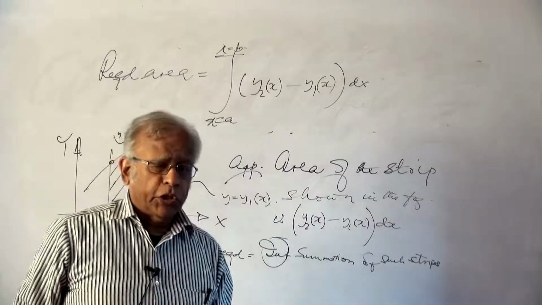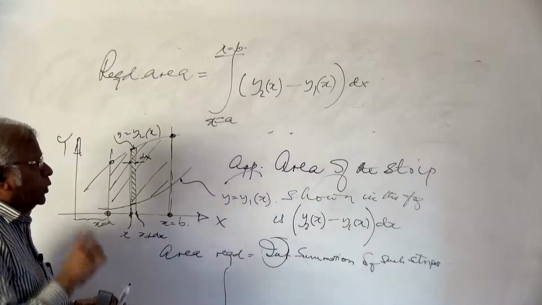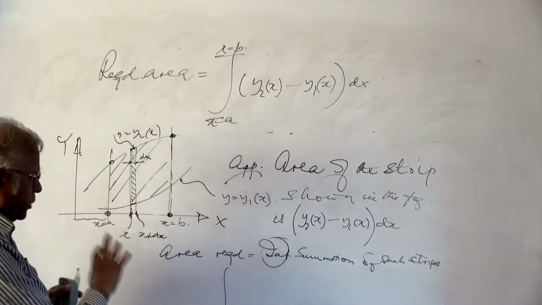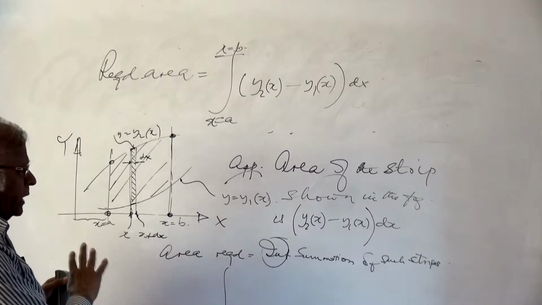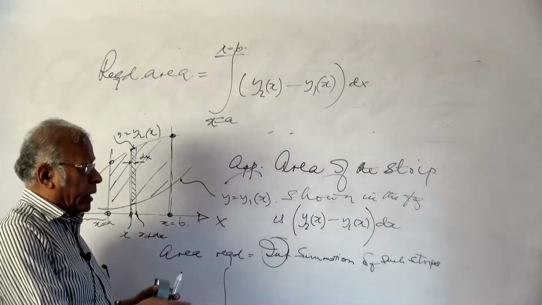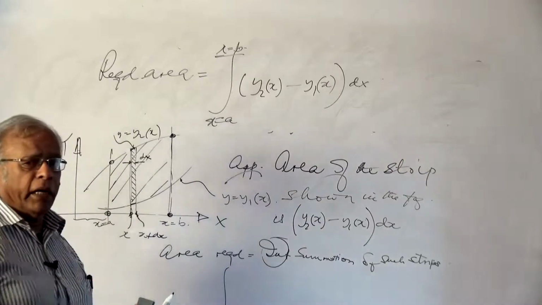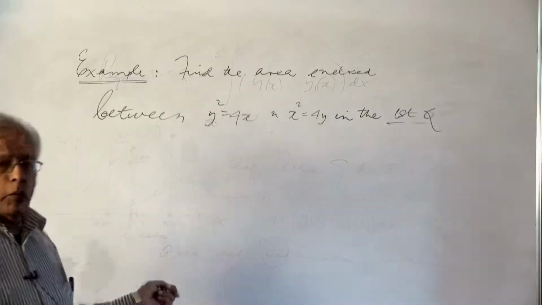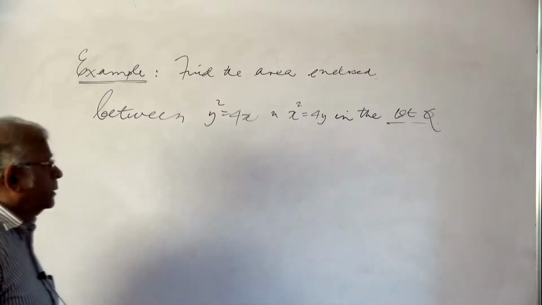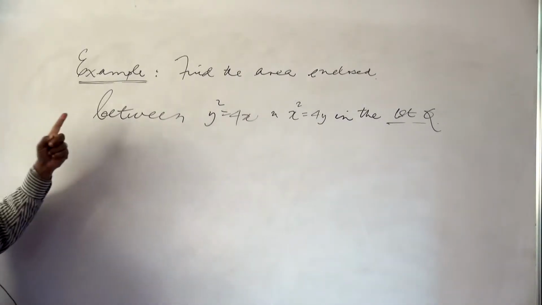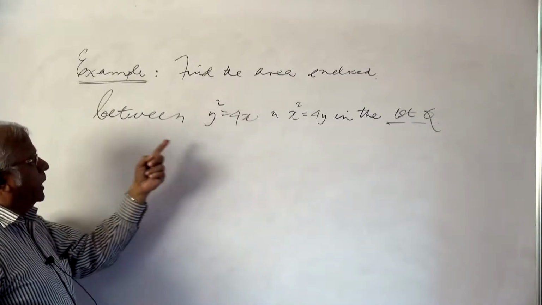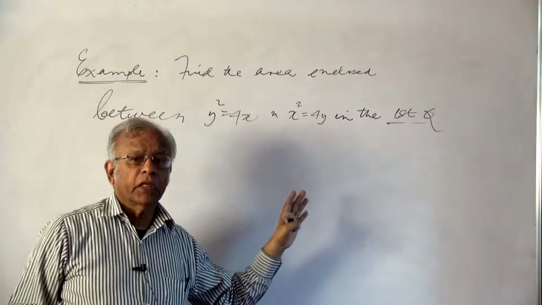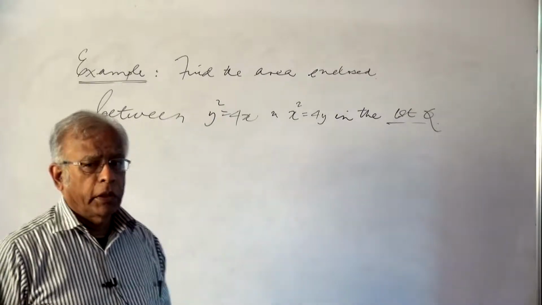We will see an application, and we'll also try to see how this can be merged into a double integral. Actually, it looks to be a single integral only, but then I will give the area as a double integral as well. Let us see. We take a simple example where we've said find the area enclosed between y square is equal to 4x and x square is equal to 4y in the first quadrant.